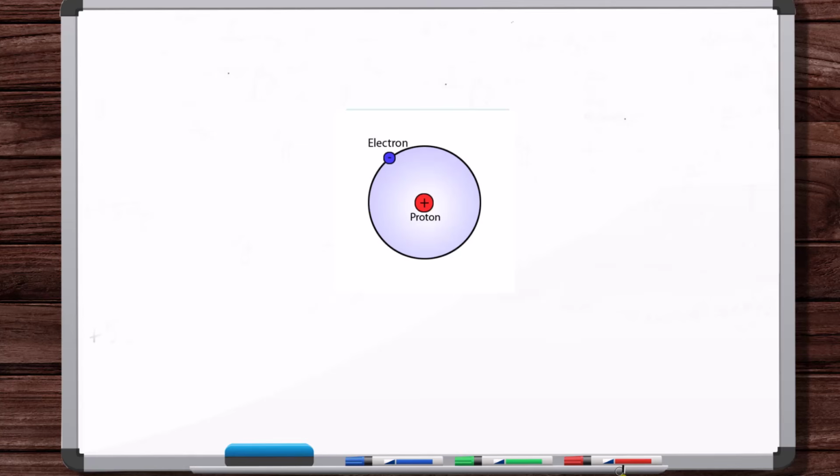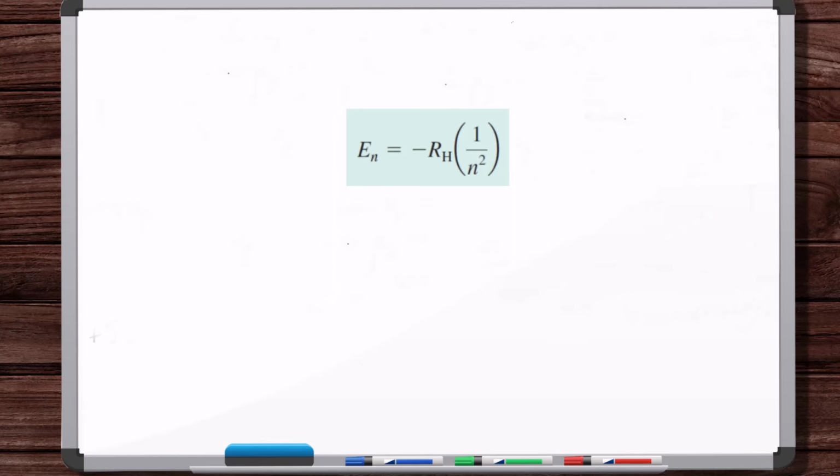Bohr showed that the energies that an electron in a hydrogen atom can occupy are given by this equation, where R_H is a constant. The negative sign in this equation is an arbitrary convention. It just signifies that the energy of the electron in the atom is lower than the energy of a free electron. So this is important. This is why, as we go through chemistry, you'll see electron energies referred to as negative, because the energy of a free electron is greater than that of one that's in an atom or a chemical bond.